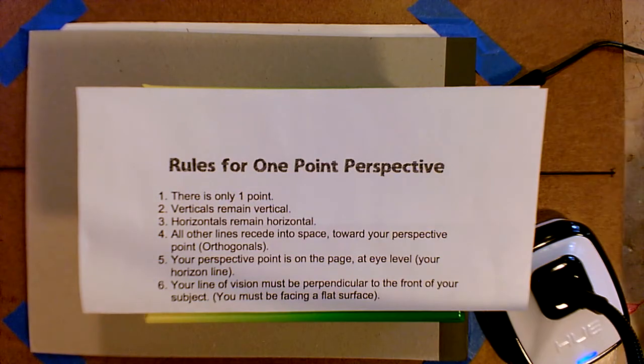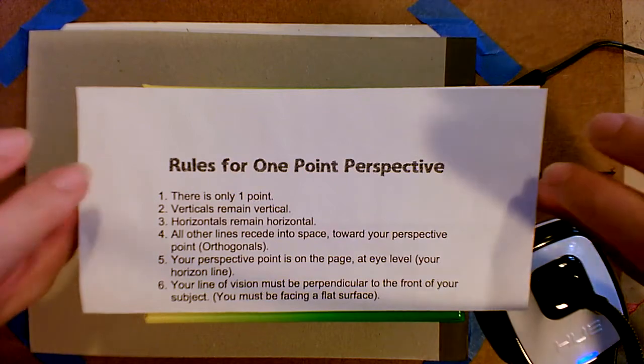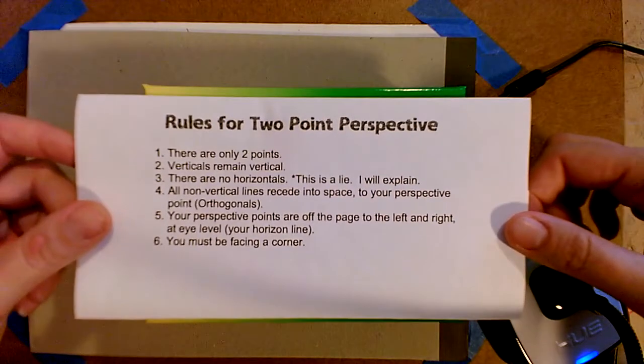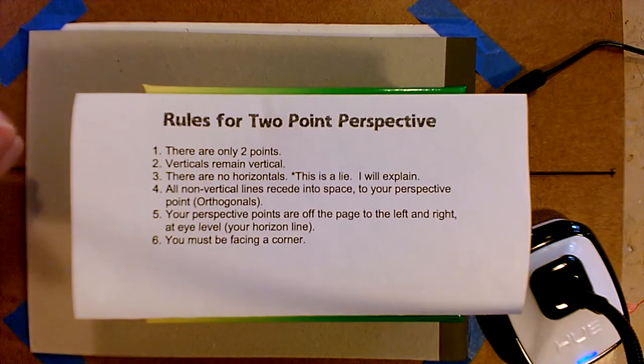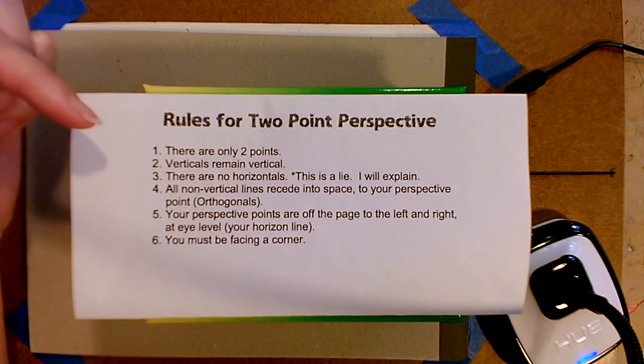That means that if you had laser beams shooting out of your eyes, they would hit a flat surface that is in front of you. It cannot be at an angle. Okay? So, two-point perspective. Now we have 2 points.